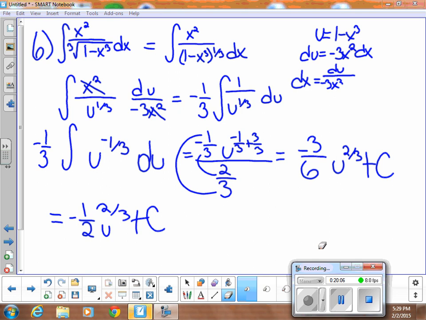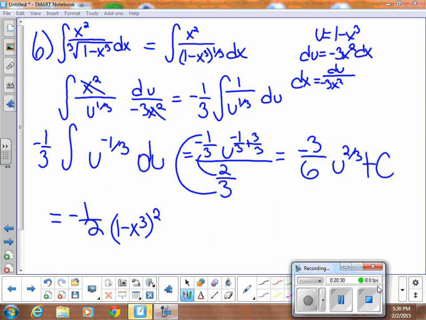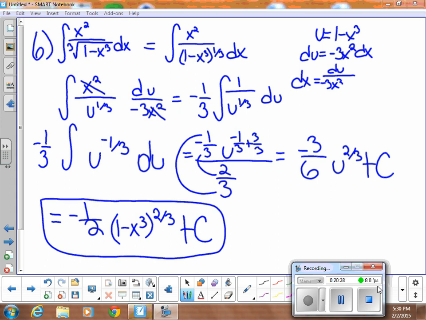All right, so Alex just pointed out something for me. If you look at the one that I wrote out, I didn't plug back in the u by mistake, sorry. So make sure that you go back and you plug in what u stood for. So here I should have negative 1/2. My u is 1 minus x cubed to the 2/3 plus C. So if you're looking at the written work that I have posted on class pages, make sure that you go back and you plug in that u. Okay?